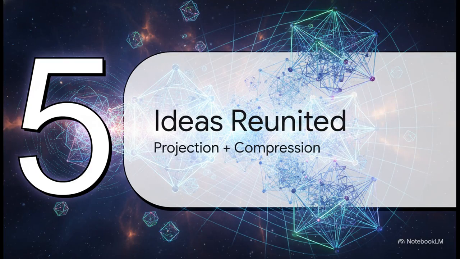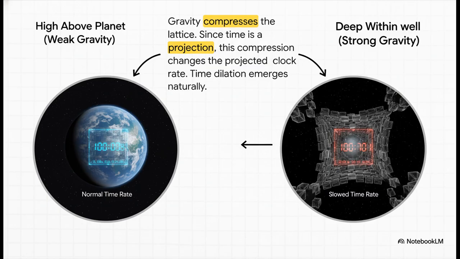Okay, so we've got these two big reinterpretations. Relativity is all about projection, and gravity is all about compression. How do they work together? Well, this is where the framework gets really powerful. This is where it all just clicks into place. Gravitational time dilation just appears. It emerges as a totally natural consequence.